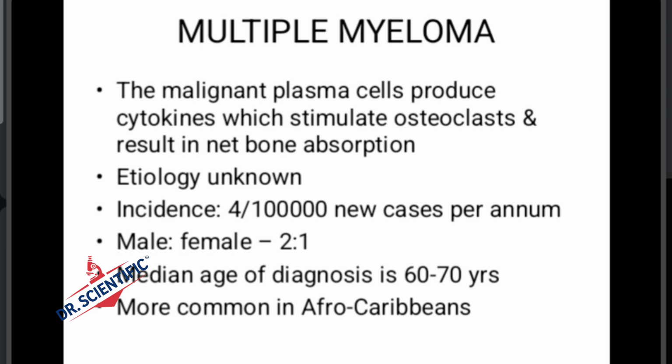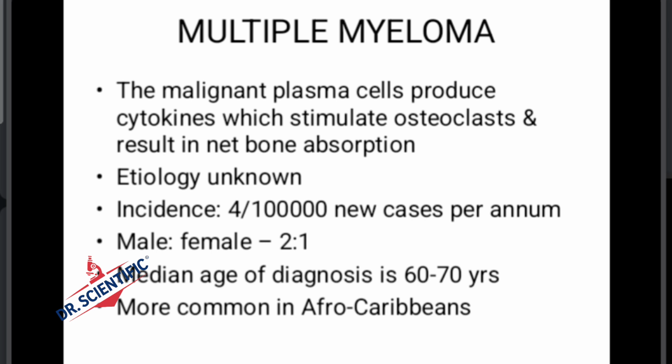So these plasma cells in multiple myeloma produce a lot of cytokines which stimulate these osteoclasts. If the osteoclasts are stimulated, they start destroying bone. They start lysing bone, eating up bone. And of course, what happens is the bone is resorbed. So you end up with bone that is very weak. That is how you end up with lytic lesions within bone. So there is net bone resorption.